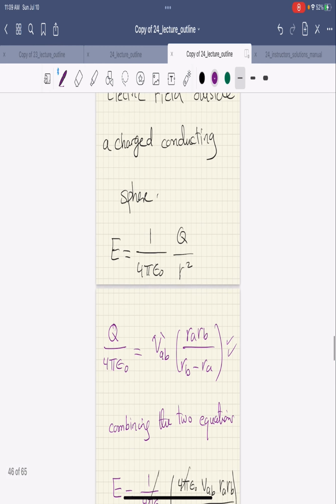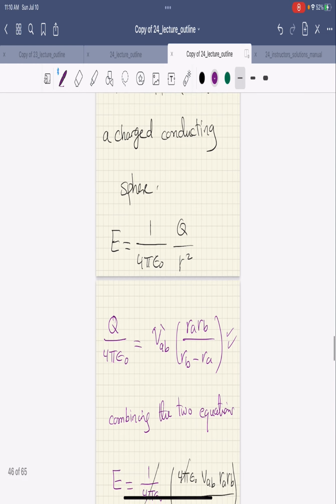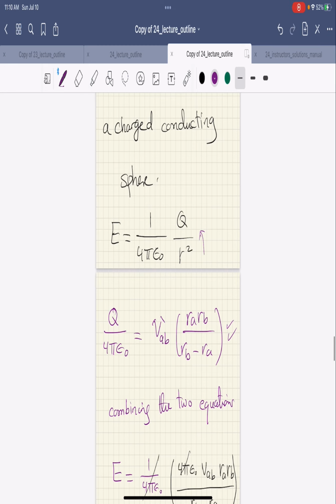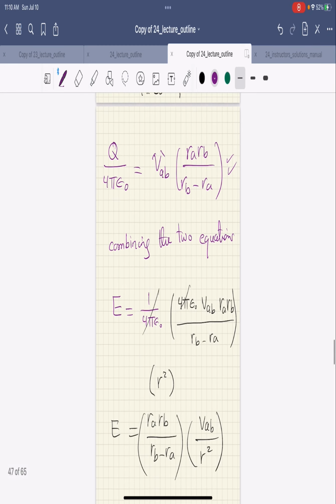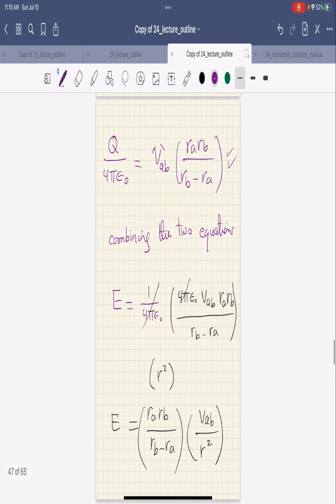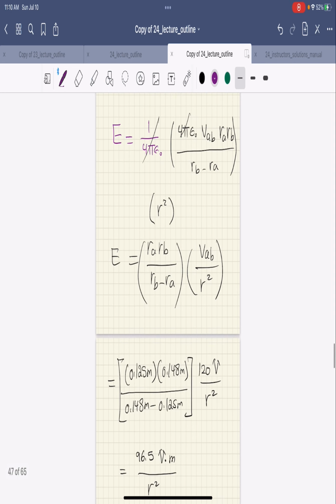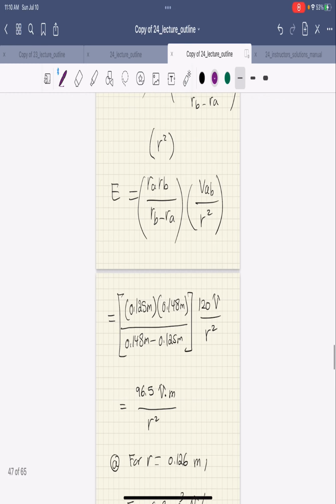And then I have Q in this equation here. And therefore, I was able to calculate E, the electric field, as RA RB divided by RB minus RA multiplied by VAB divided by R squared. Then here I found an expression for E for this arrangement.